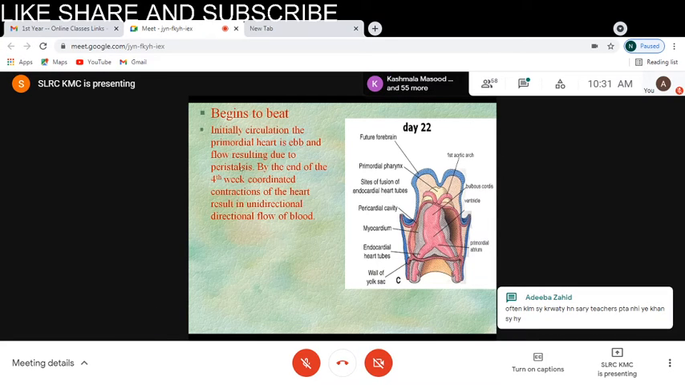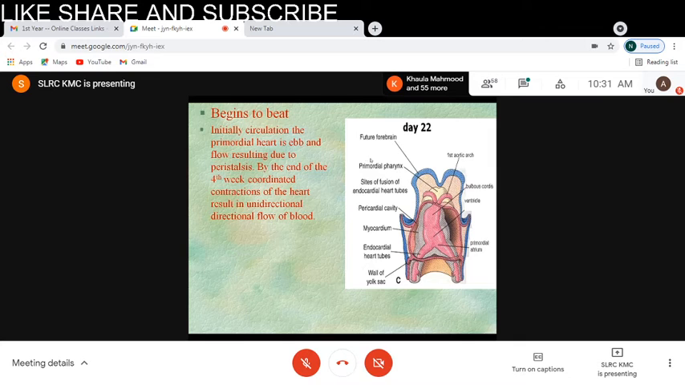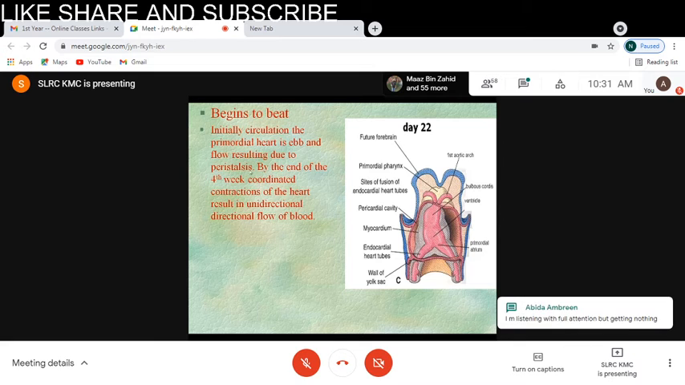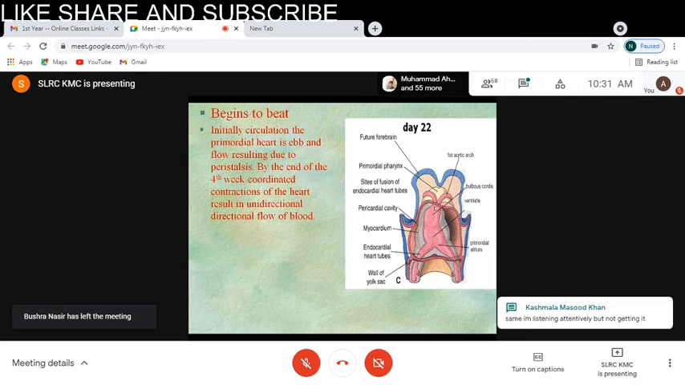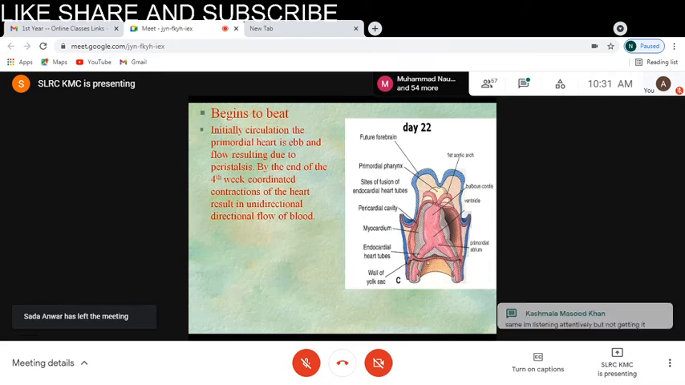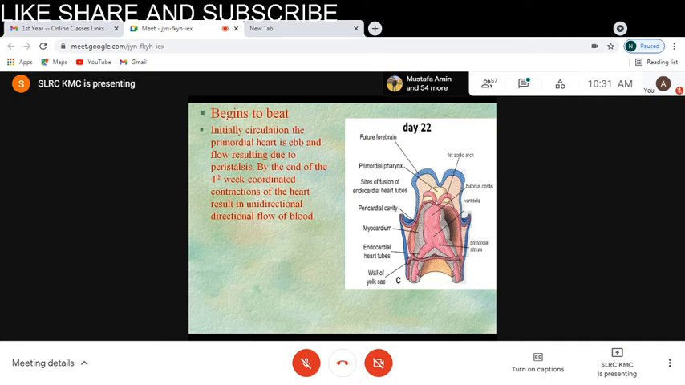The heart begins to beat by day 21 or 22. Initially the circulation is ebb and flow resulting from peristalsis. Now in this initial tube that has formed, there is a peristaltic movement. The lower end is the venous end, and the upper end is the arterial end of the heart tube. So there is a peristaltic movement from below upwards, and this peristaltic movement propels the blood from the venous end to the arterial end.